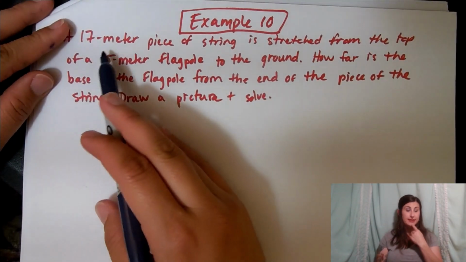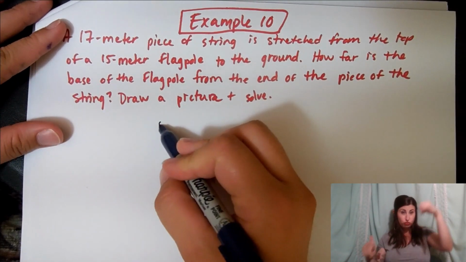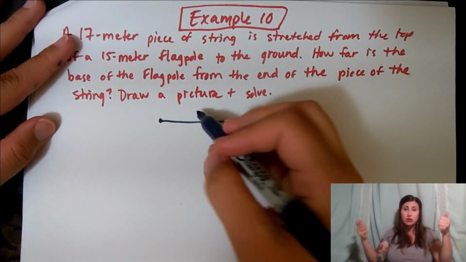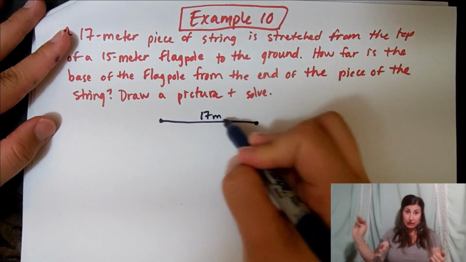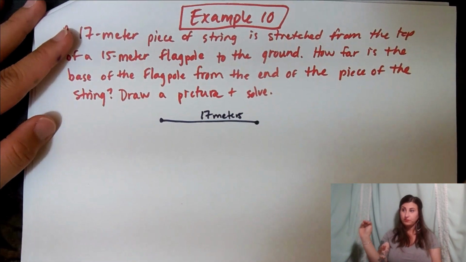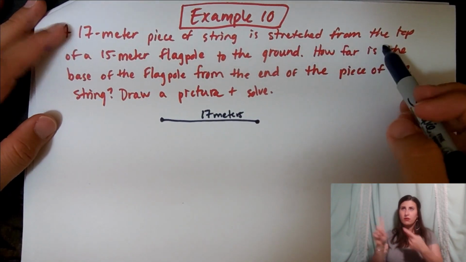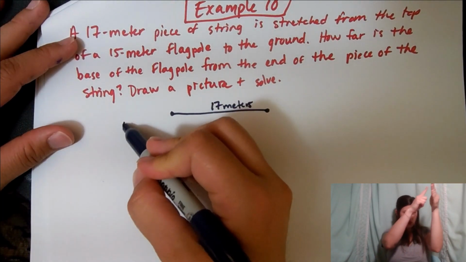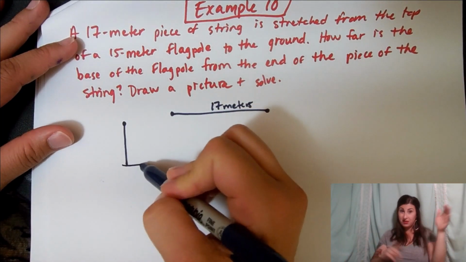Alright, so it says a 17-meter piece of string. So I have a piece of string that's stretched. So it's stretched, and that's 17 meters, stretched from the top of a 15-meter flagpole to the ground.